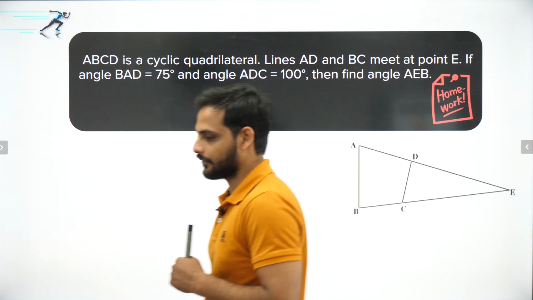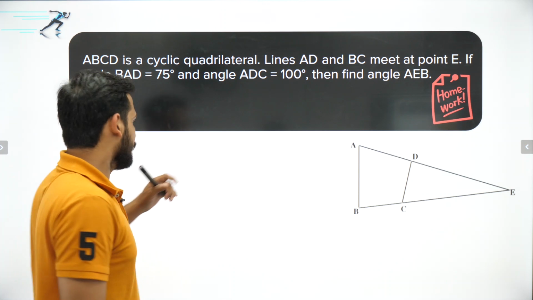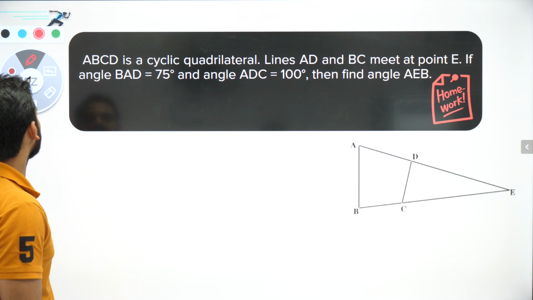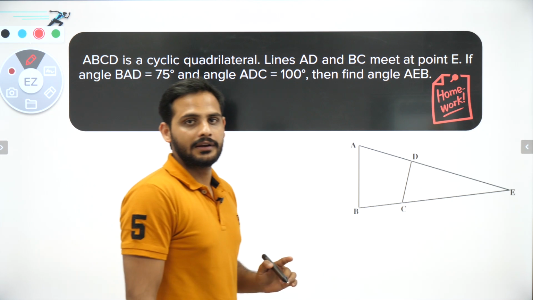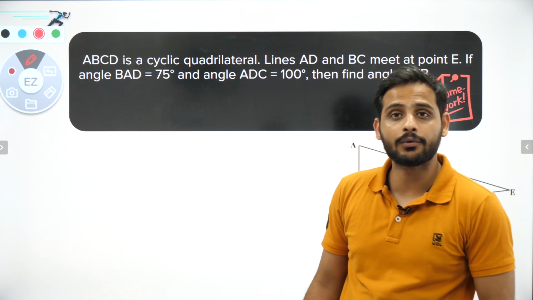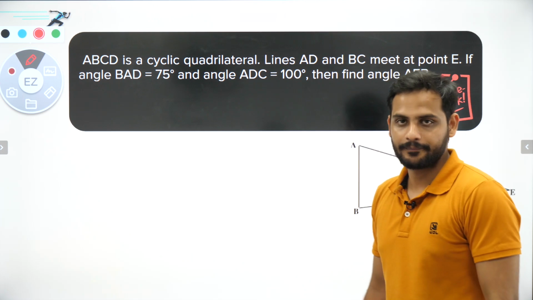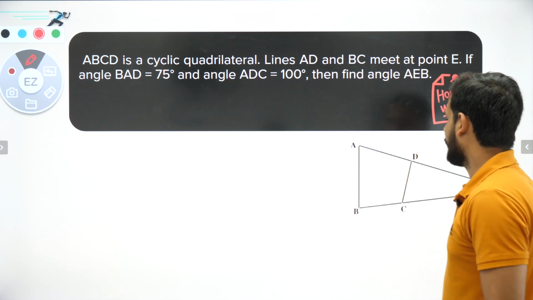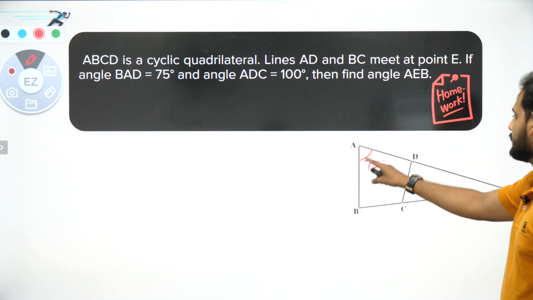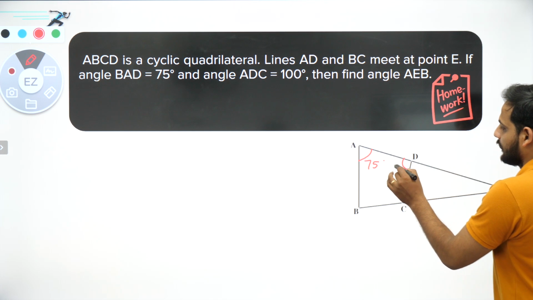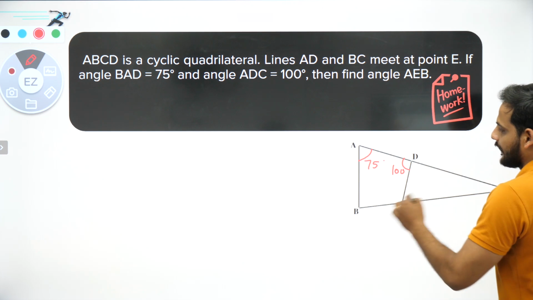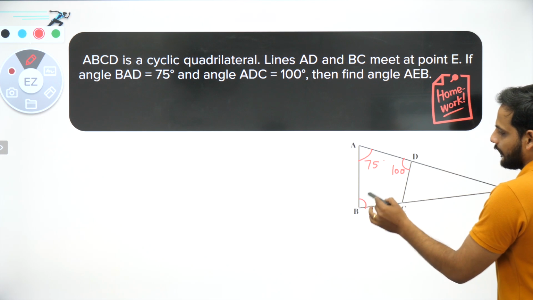So this was the homework question which I have given you earlier. In one of my videos, I have already taught you about cyclic quadrilaterals. A cyclic quadrilateral has one very important property: the opposite angles in a cyclic quadrilateral are supplementary. So angle BAD they have given as 75 degrees, and angle ADC is given as 100 degrees. Since ABCD is a cyclic quadrilateral, if it is 100, the opposite angle has to be supplementary.